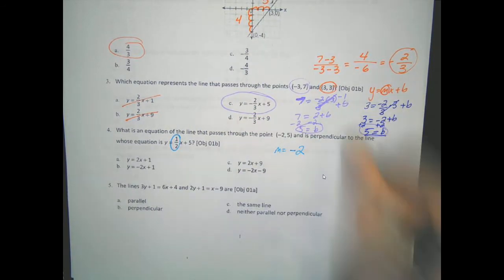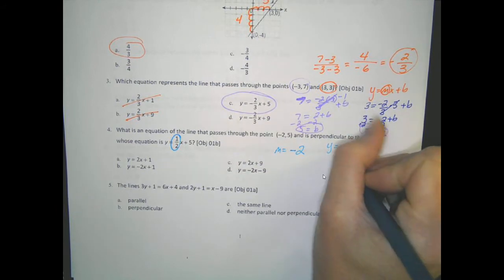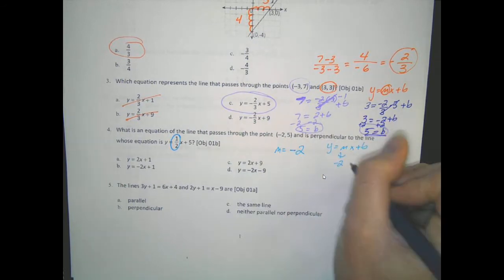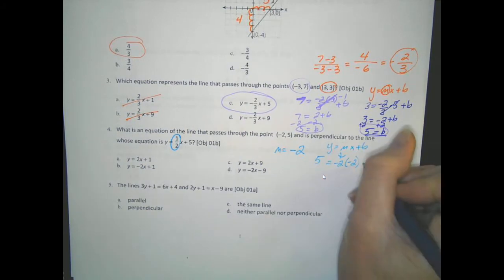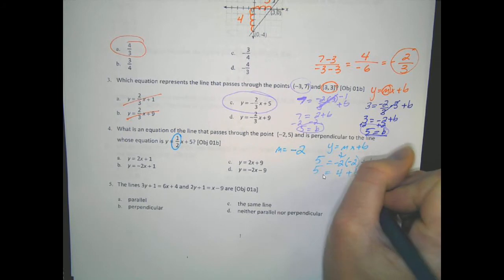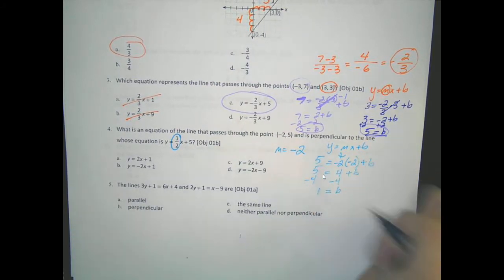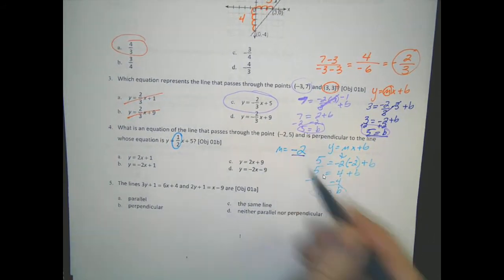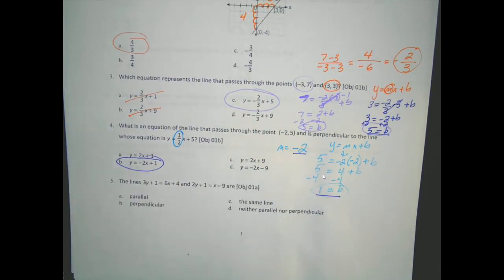I'm going to do the same method I did up here. You know y equals mx plus b. I'm going to replace my slope with negative 2, my x value with the x value here, which is negative 2, and my y value with the y of my point, which is 5. So 5 is equal to 4 plus b. Subtract 4 from both sides. B is equal to 1. And so I know my slope is negative 2, my y-intercept is 1. And so the answer was B.